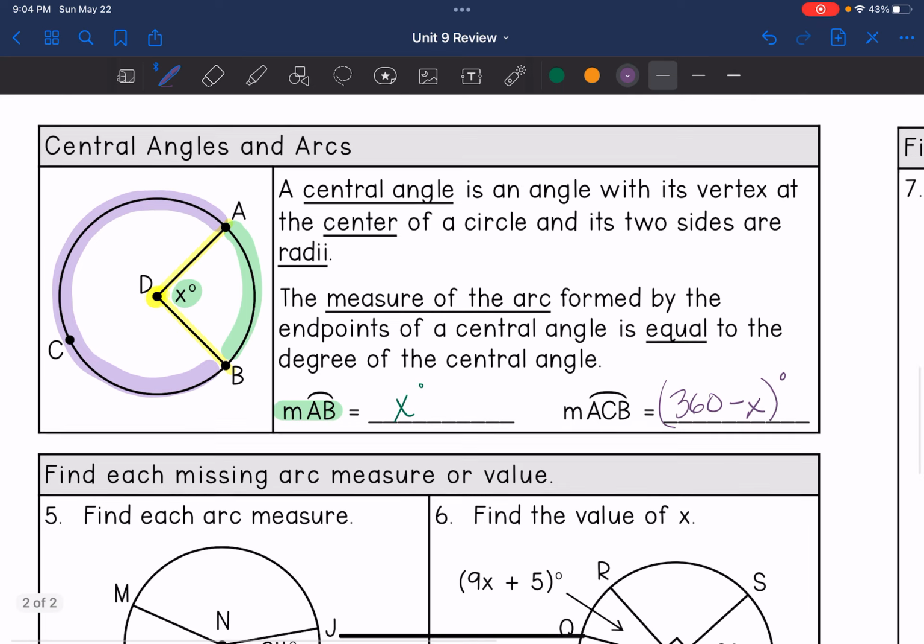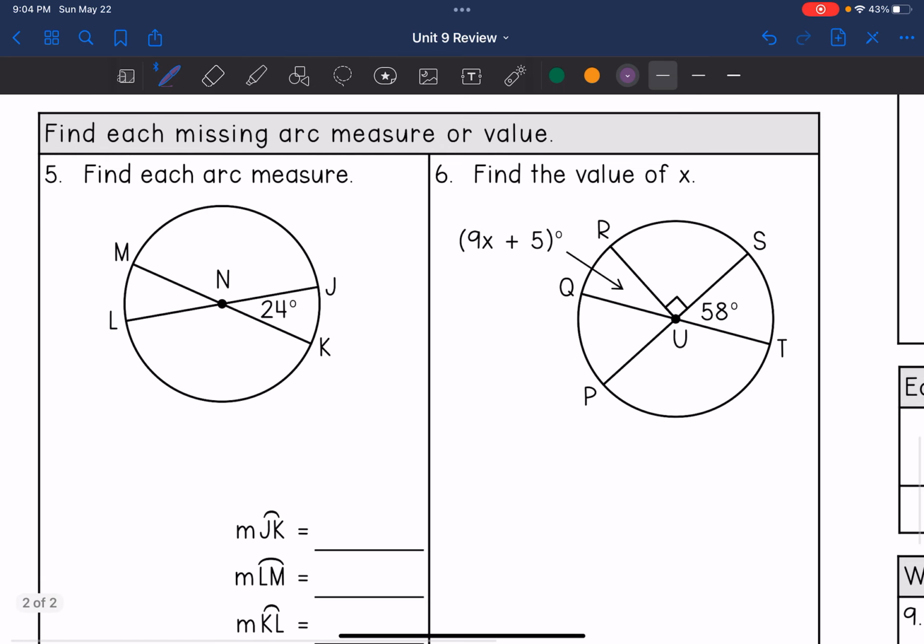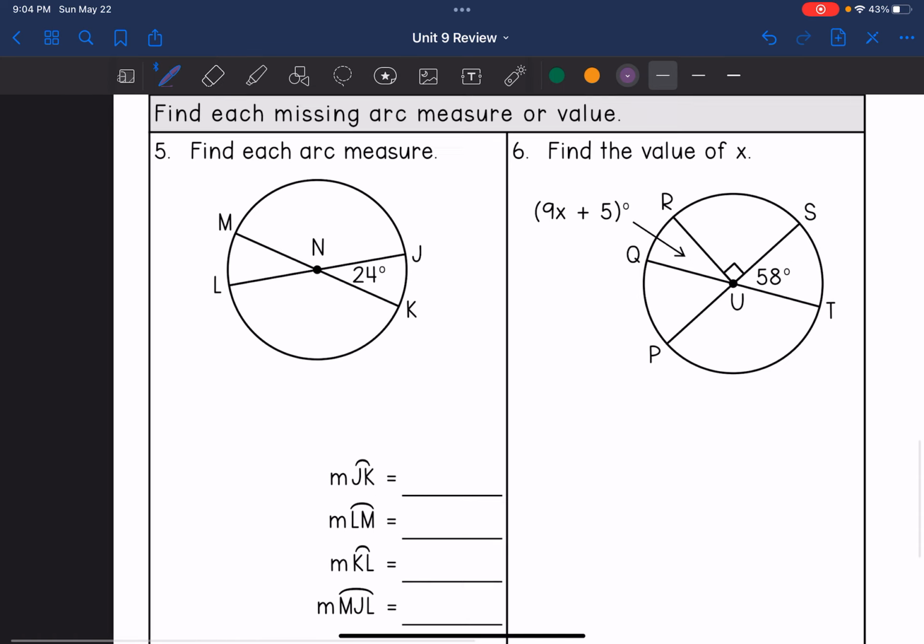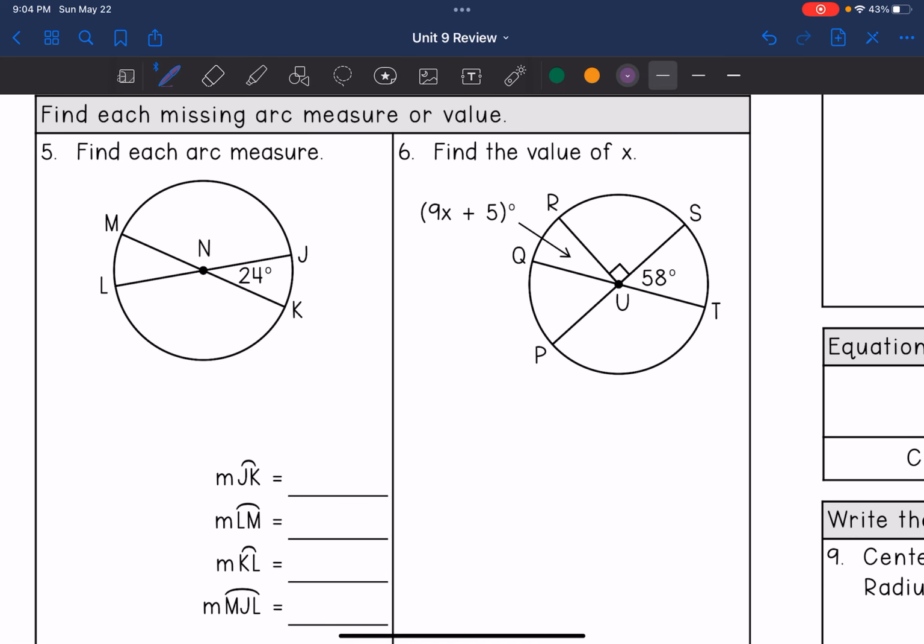Okay, so find each arc measure or value. So this first one has quite a few that are missing. So let's see what they start out with. They start out by asking for the measure of JK. So JK is right here. So we have that central angle. It's 24. So that means that that arc is also 24.